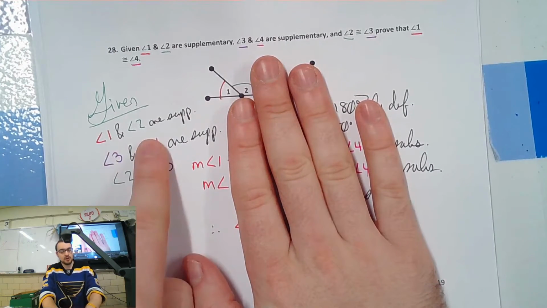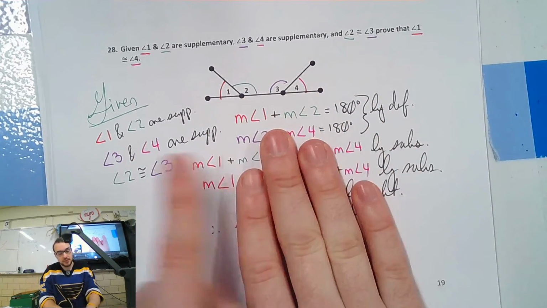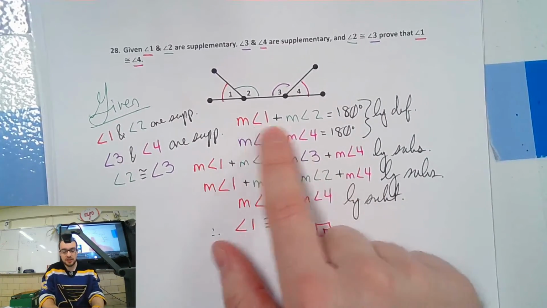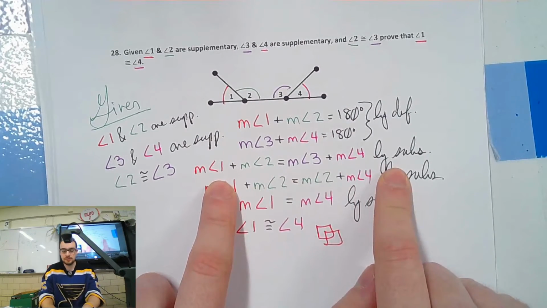So I'm going to write what 1 and 2 being supplementary means. It means that they add up to 180 by the definition of supplementary. Same thing with 3 and 4. They add up to 180, right? That's what that means. Then because this equals 180 and that equals 180, they should equal each other. So I write that by substitution.